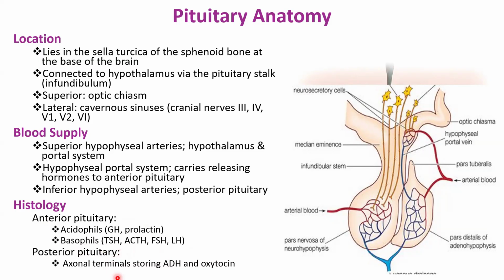While the posterior pituitary gland, as you can appreciate, this is the posterior pituitary gland here. It receives nerve fibers from the hypothalamus connecting to store ADH. ADH is antidiuretic hormone, and oxytocin. So in an exam setting, I can ask you to describe the cells and the hormones that are produced by the anterior pituitary gland and also by the posterior pituitary gland. So you mention the hormones produced and the cells that produce them.